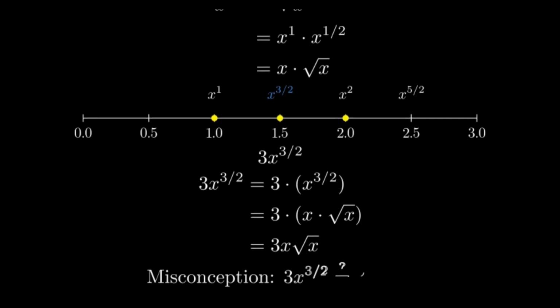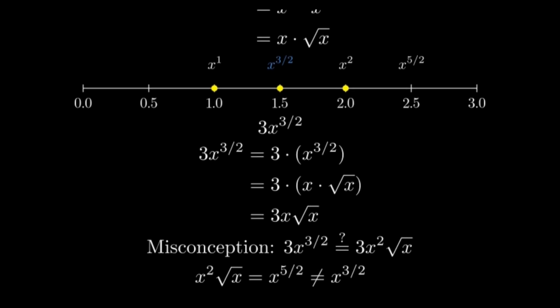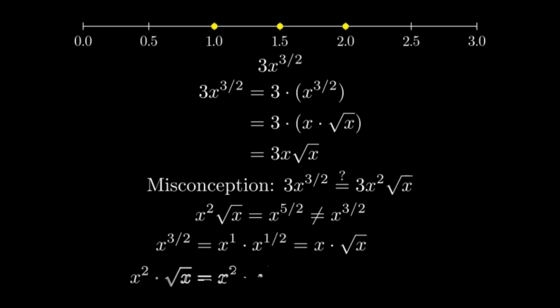Let's understand why the misconception happens. Some students mistakenly think of x to the power of 3 halves as x squared times the square root of x. But that's actually x to the power of 5 halves, not 3 halves. Let's compare. x to the power of 3 halves equals x times the square root of x, which is x to the power of 1 plus 1 half. x squared times the square root of x equals x to the power of 2 plus 1 half, which is x to the power of 5 halves. So they're completely different expressions.